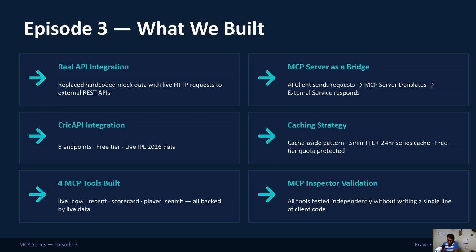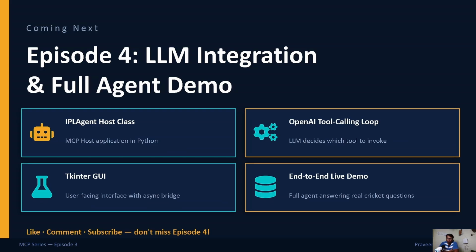What's coming in next episode 4? In episode 4, we will move to the next level. LLM integration plus full AI agent demo. We will connect our MCP server with an LLM, OpenAI tool calling, build a complete IPL Insight agent, create a simple UI for interaction, allow users to ask questions in natural language like who won the last IPL match, show live scores, give me Kohli statistics, and the agent will understand the query, select the right MCP tool, fetch real data, and respond intelligently.